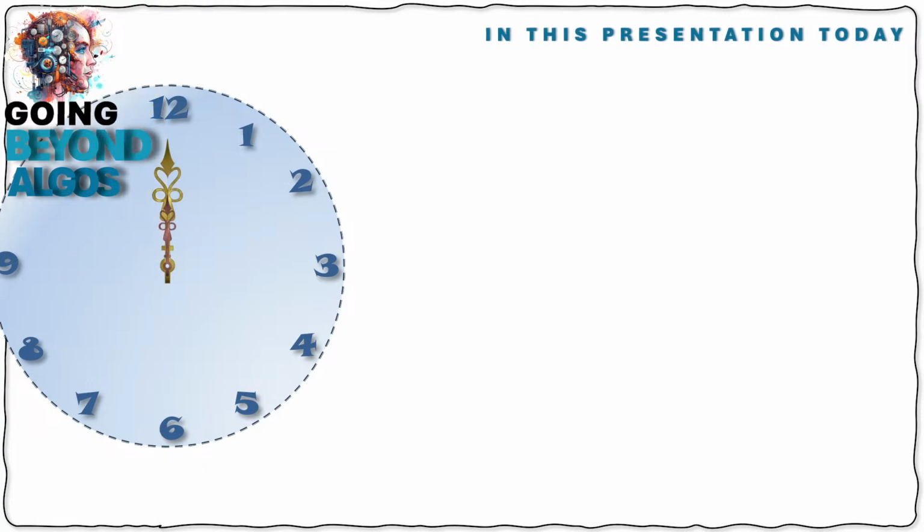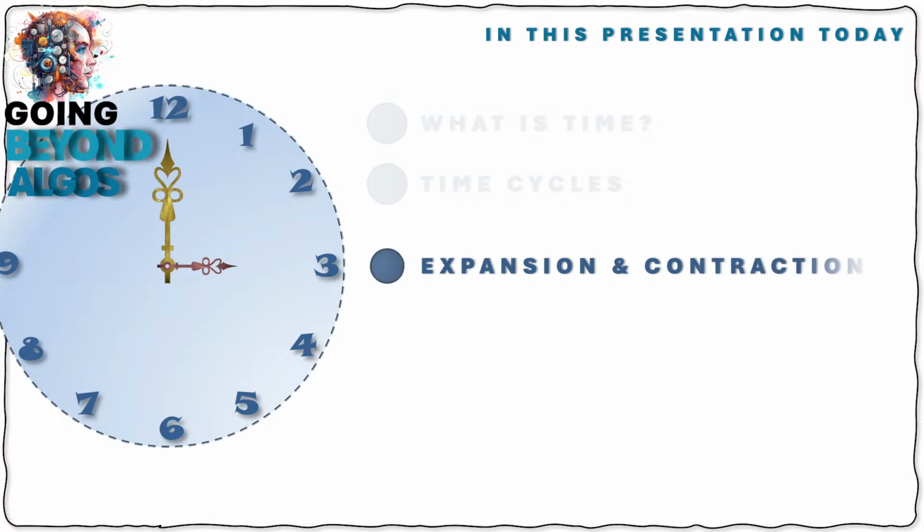Now, today in this presentation, we will see first what is time, then we will see what are time cycles, then we will understand a very important concept about time, which is expansion and contraction of time. When we talk about time, everybody thinks that time is fixed. Time is a measure. It is 21 days means 21 days of 24 hours. That's how we have been conditioned to understand time.